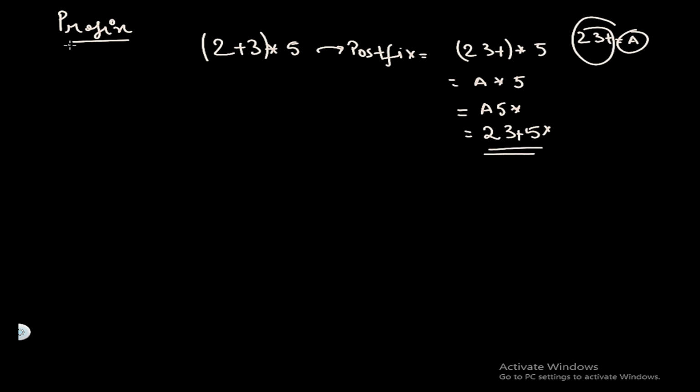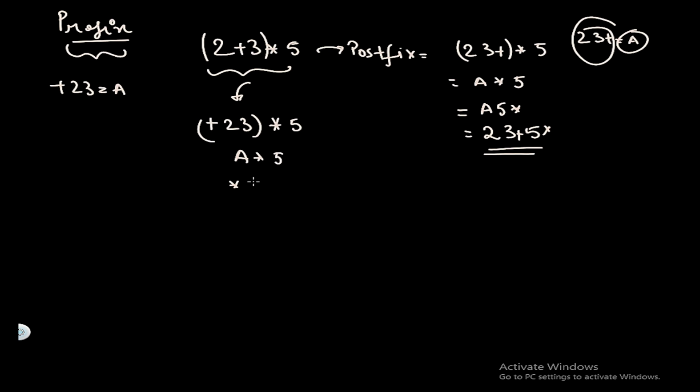Let's evaluate prefix notation for the same. It would become plus 2 3 into 5, right? Let's consider plus 2 3 would be equivalent to a, so this becomes a into 5, which is into a 5, right? Now let's place the value of a, so it would become into plus 2 3 5. So if you analyze this situation, we have to implement our algorithm in such a way that we get an expression which is equivalent to this, right? So let's see how we will implement that.